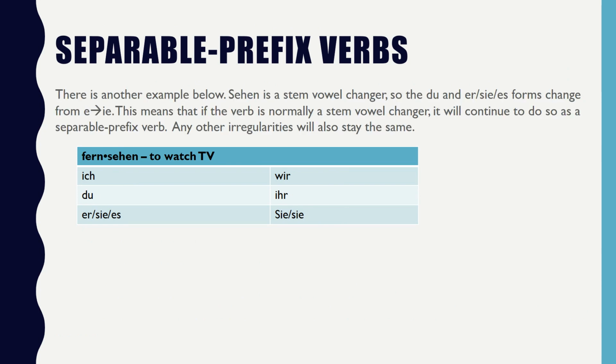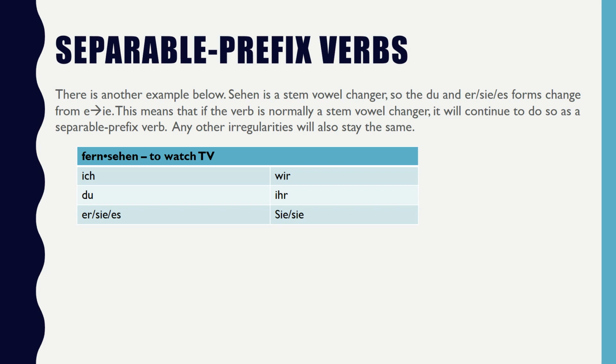There's another example below. Sehen is a stem vowel changer, so the du and er, sie, es forms change from E to IE, just like in the video about stem vowel changing verbs. This means that if the verb is normally a stem vowel changer, it will continue to be one as a separable prefix verb. Any other irregularities will also stay the same. The verbs don't change, they just get a prefix. So here we have fernsehen. We're going to conjugate fernsehen for our pronouns below.